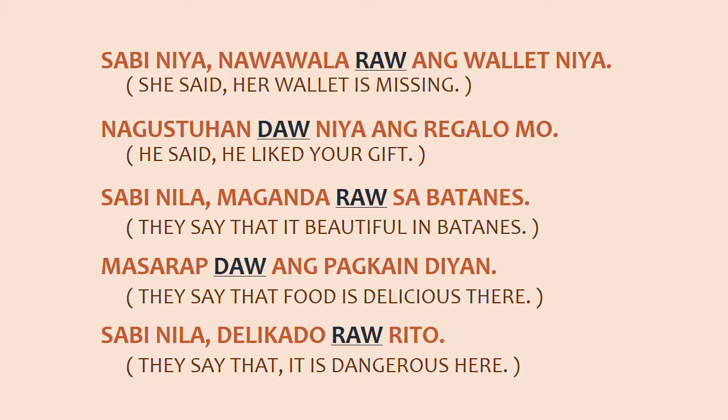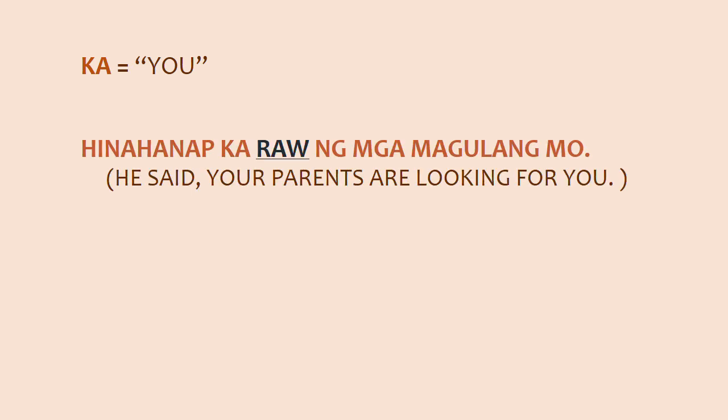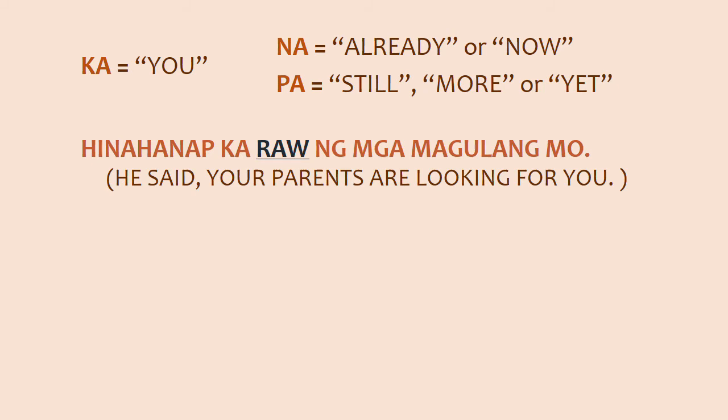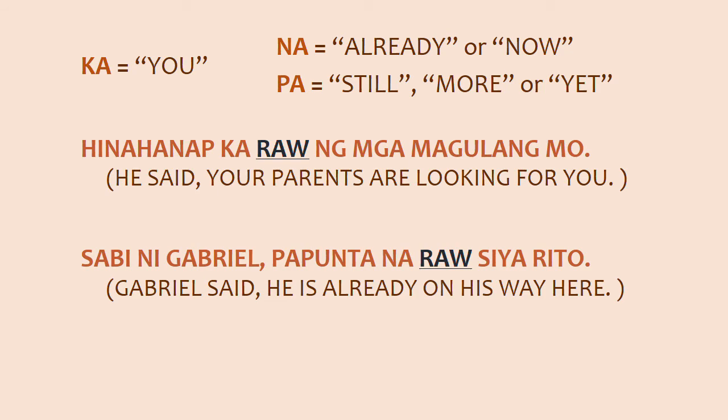There will be exceptions. One is if there will be the word ka or you in English. So in this case, put it right after ka. Like in our example earlier, hinahanap ka raw ng mga magulang mo. So here we placed raw not after the verb, hinahanap, but after ka. Another exception is when using na, already or now, and pa, still, more, or yet. Like in another example that we had, sabi ni Gabriel, papunta na raw siya rito. So here, raw is placed after na. Take note though that na has many functions, but the na I'm referring to here is the one that means already or now. That is when you put daw and raw after it.